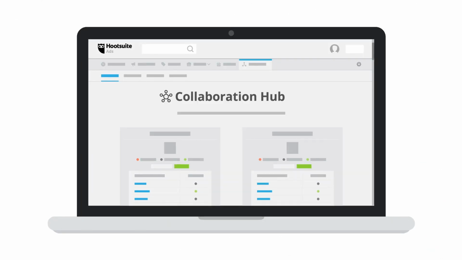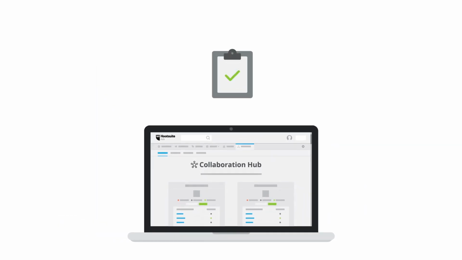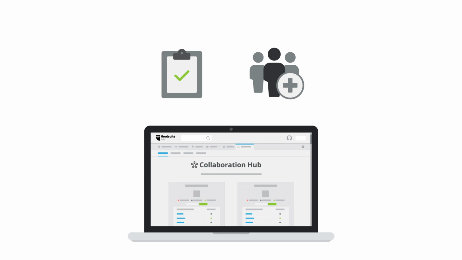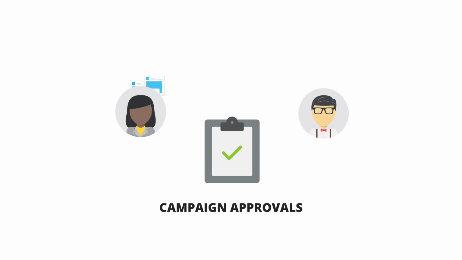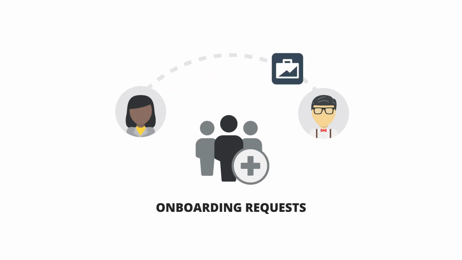Hootsuite's Collaboration Hub is a set of tools within Hootsuite Ads used to simplify campaign approvals and onboarding requests for a more streamlined client interaction. With campaign approvals, you can send a final campaign draft to a client or coworker for approval. And with onboarding requests, you can request access to Facebook business accounts to manage ads.